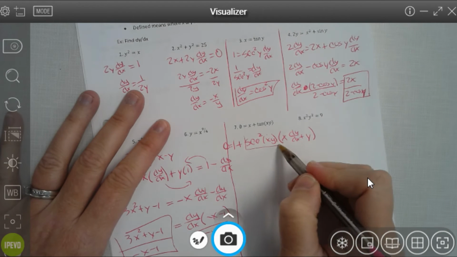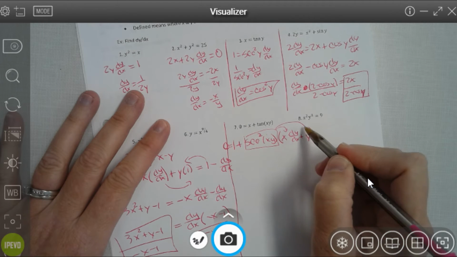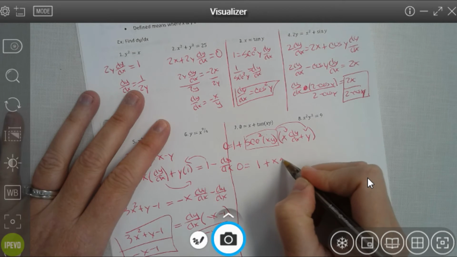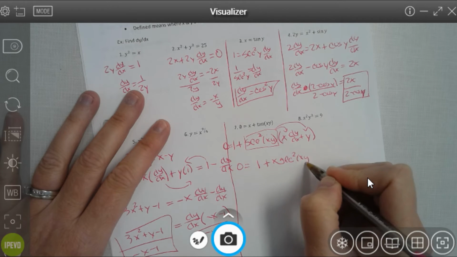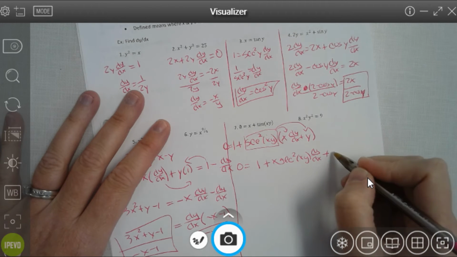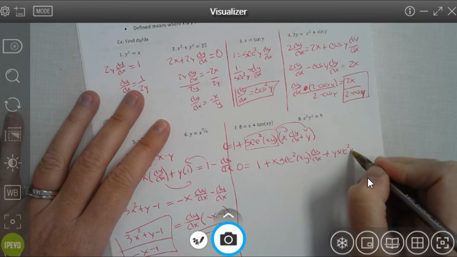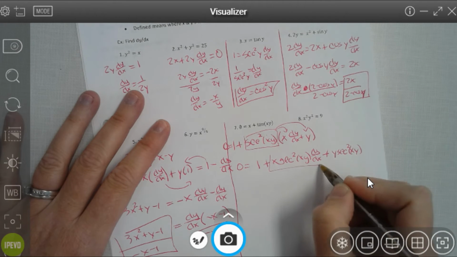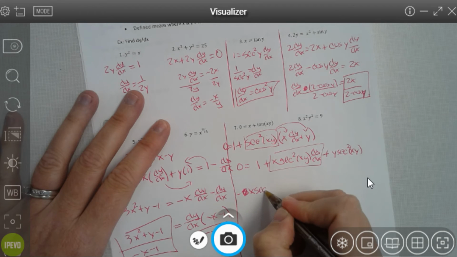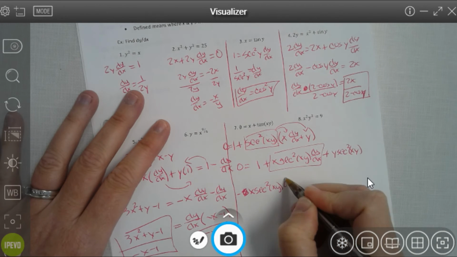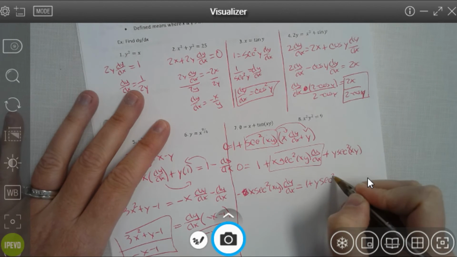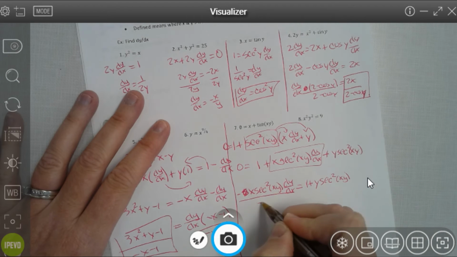So this right here is one term, and it has to get multiplied to both the x and the y. So you end up with 1 plus an x secant squared of xy, dy over dx is still in there, plus y times that term. So move this to the other side. So you get negative x secant squared of xy dy over dx equals 1 plus y secant squared of xy. Now divide by this term and you're done.